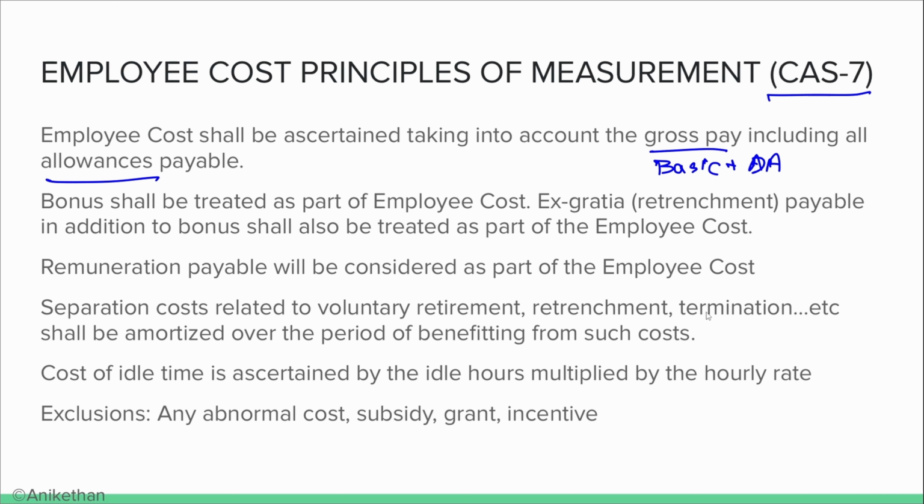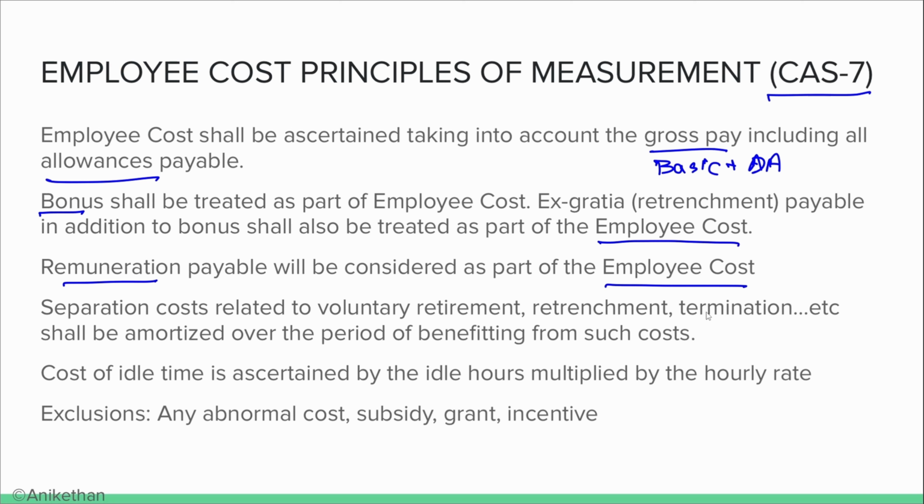Second point is bonus. Bonus and any grants are also treated as part of employee cost, so they should be included in direct labor. Remuneration payable will be considered as part of employee cost. So remuneration is the cost of travel for business work, so such costs are included.